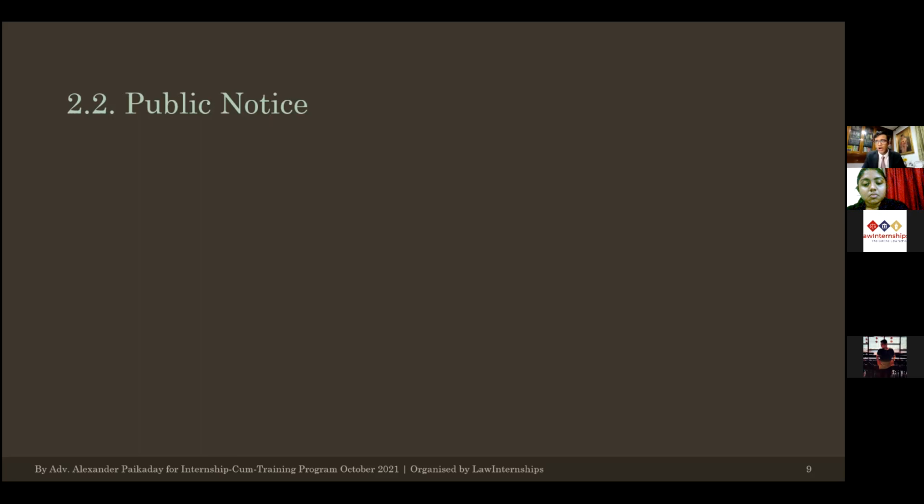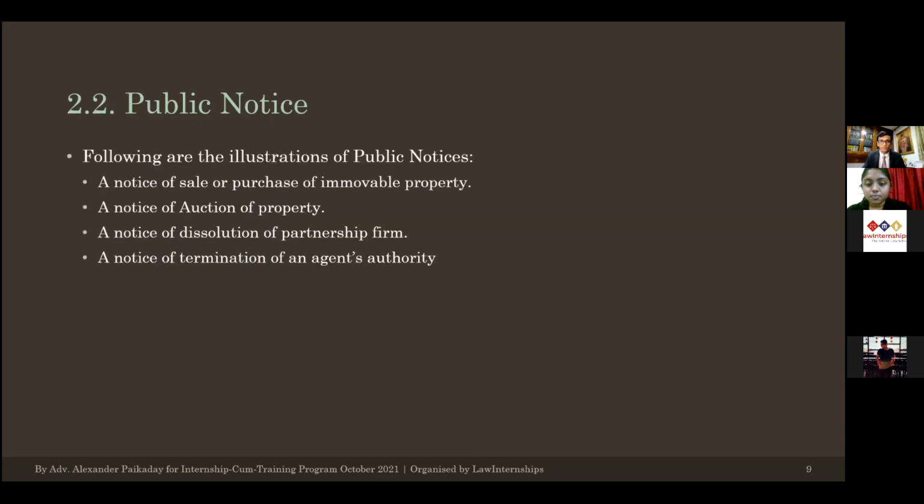Such notices are commonly published in a newspaper or in journals of wide circulation. Such public notices can also be found in government gazettes. It is pertinent to note that as far as public notices are concerned, newspapers with wide circulation are used. Now, examples of the same can be a notice of sale or purchase of immovable property, a notice of auction of property, a notice of dissolution of a partnership firm, or a notice of termination of an agent's authority.